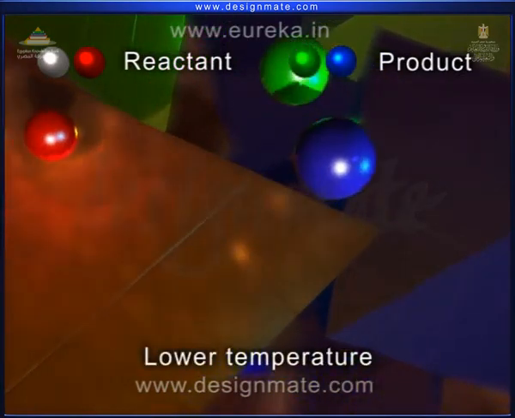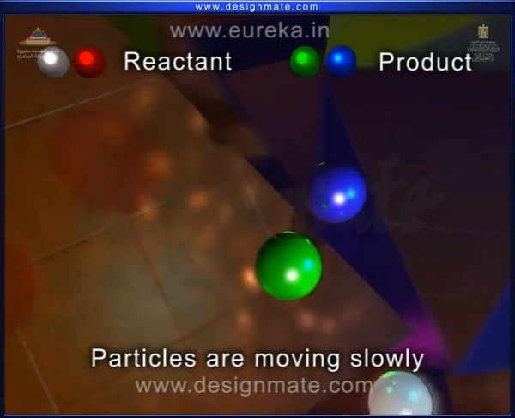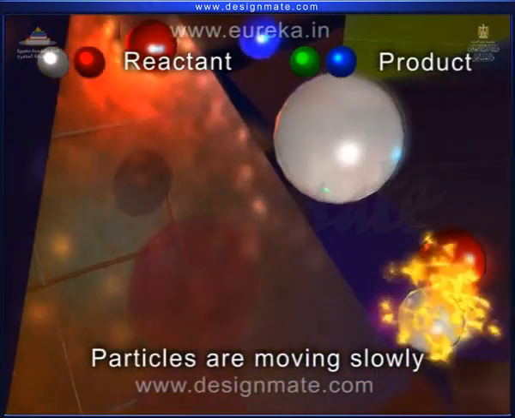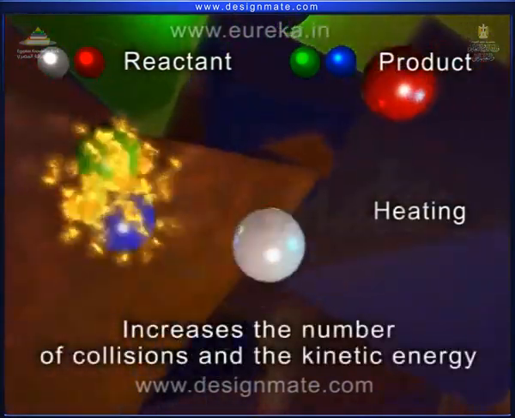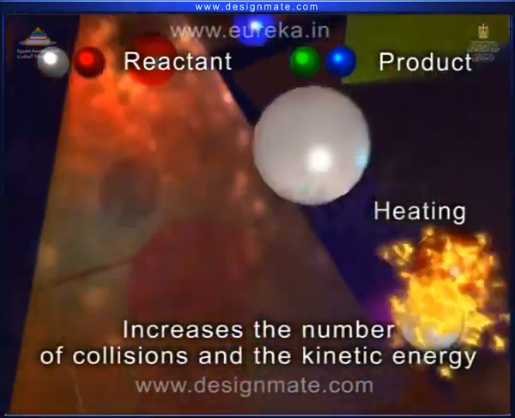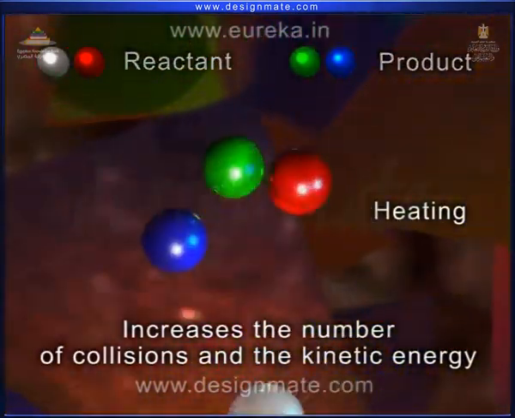At lower temperature, the number of collisions is lower because particles are moving slower. Heating the mixture increases the number of collisions and the kinetic energy of the molecules. This increases the rate of reaction.